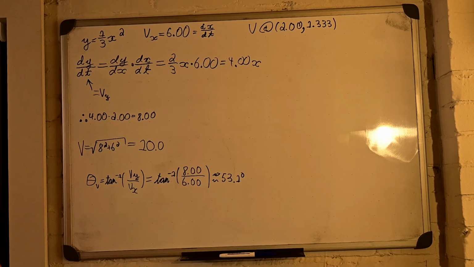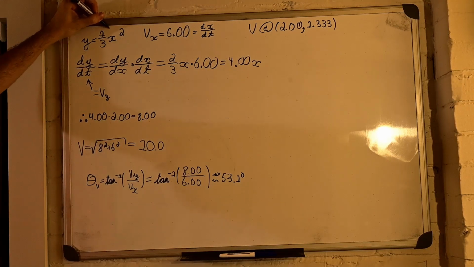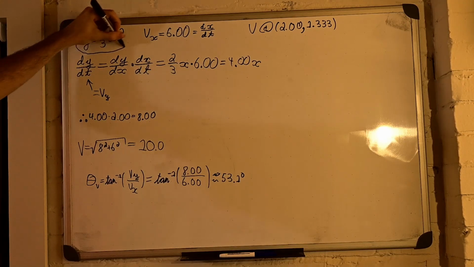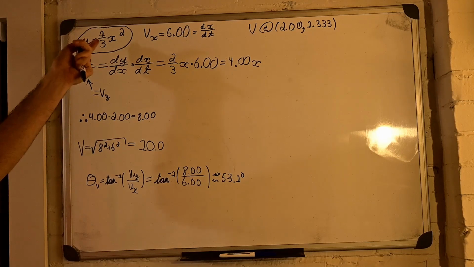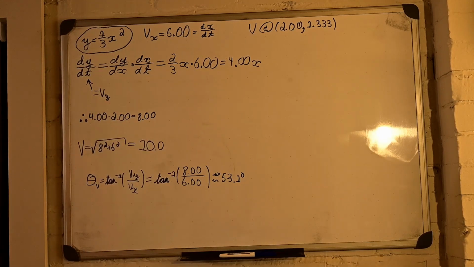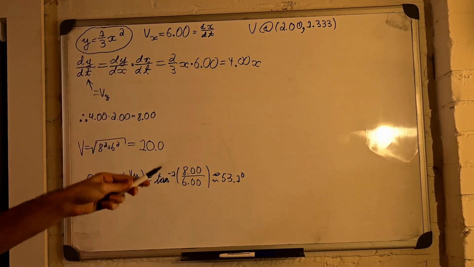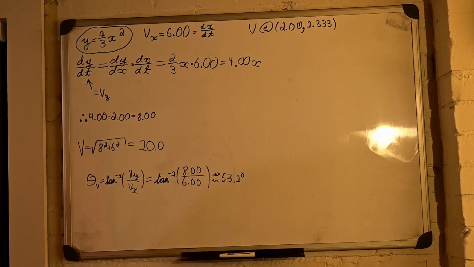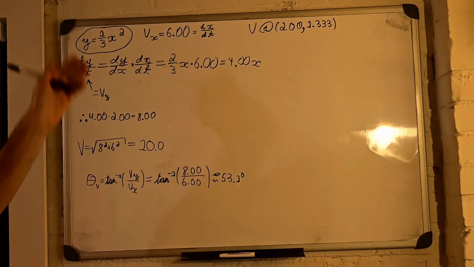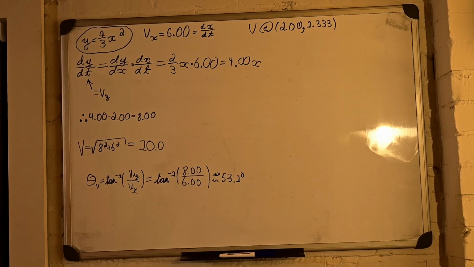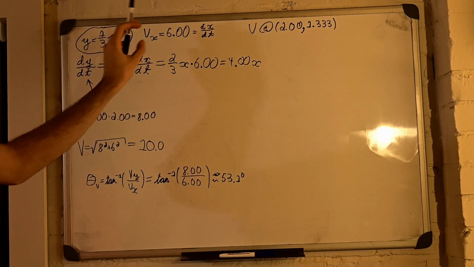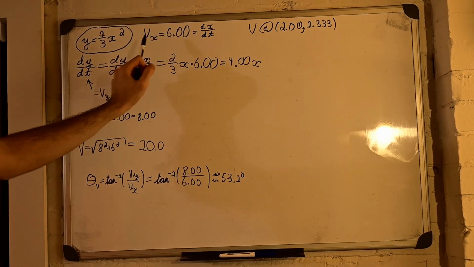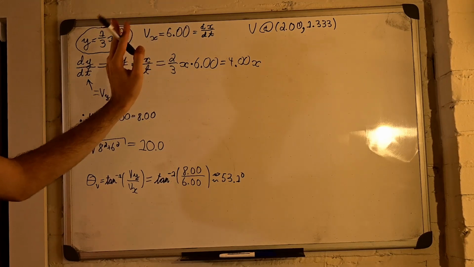The object that we're looking at moves along this path, right? So this is a path that it's on. If, say, x is 2, then the y value will be 1.33. If you put x here as 2, that's what you'll get. And this isn't a function of time, right? However, they do give us the x velocity. At all times, the horizontal velocity is 6.00, to be more specific.